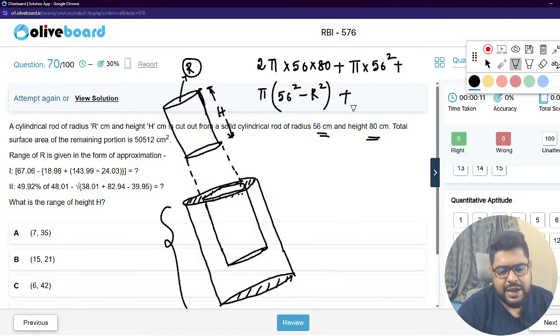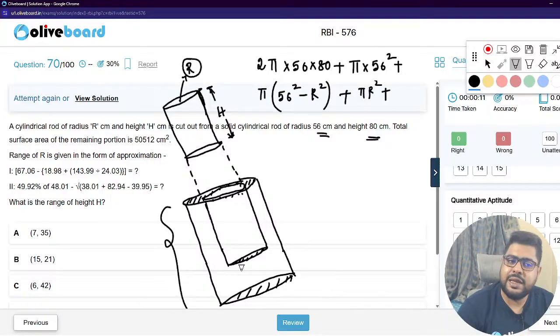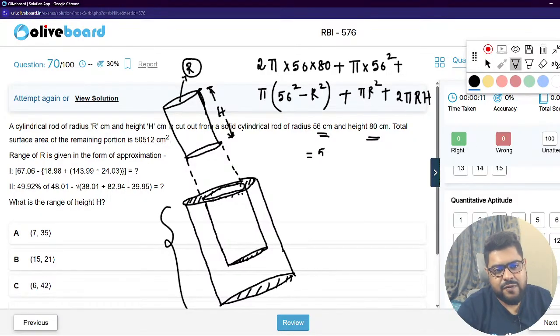Anything else? Yes, sir. This surface, that is pi into r square. Anything else? Yes, sir. This surface, ये जो inside वाला surface है, meaning the outer surface of this. So that is 2 pi RH once again. This is the entire surface area, which is given as 50,512.